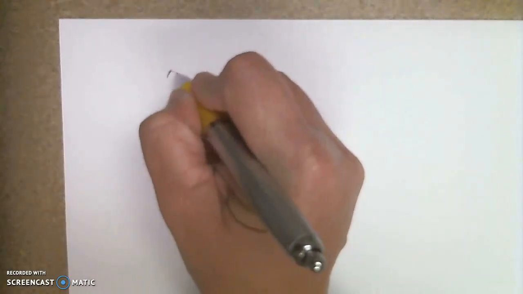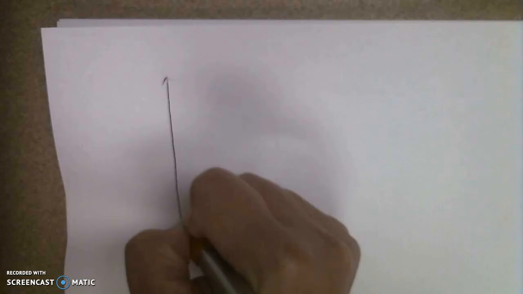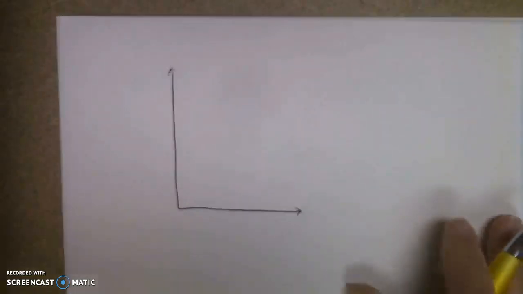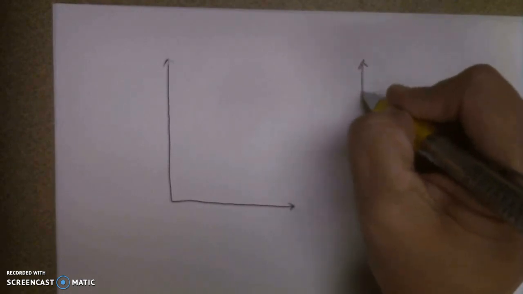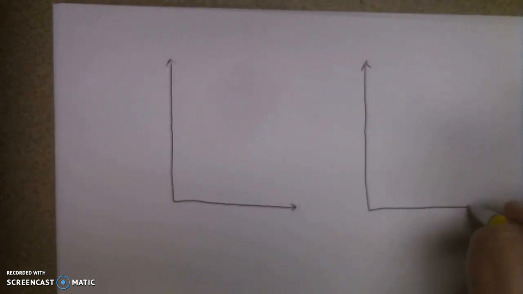Okay, so let's put it together, right? Let's look really quick and remind ourselves of what we're looking at. Our goal is to get to long run equilibrium, right? And so we can have a recessionary gap and an inflationary gap.